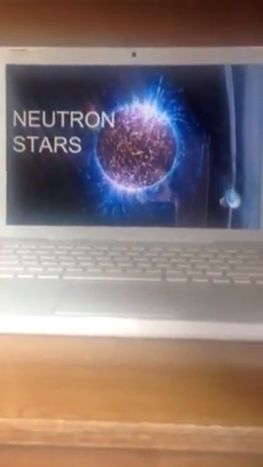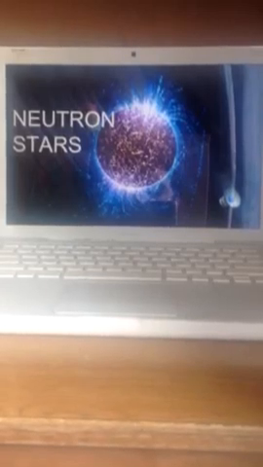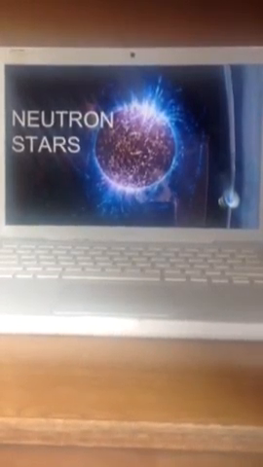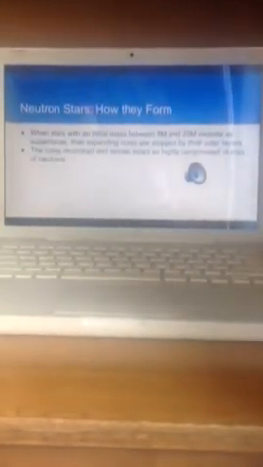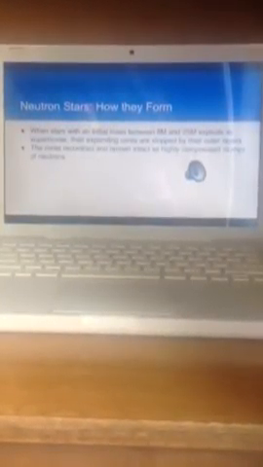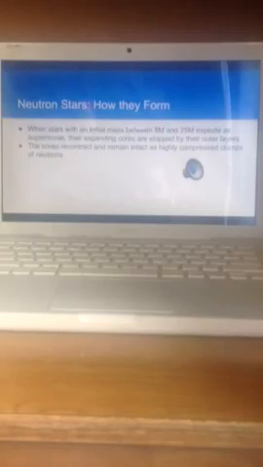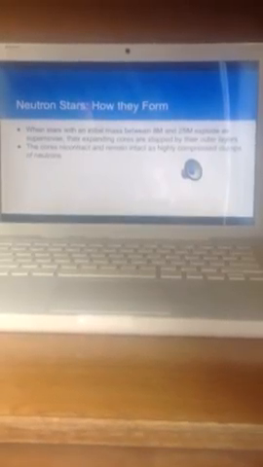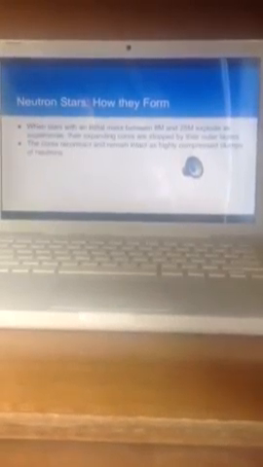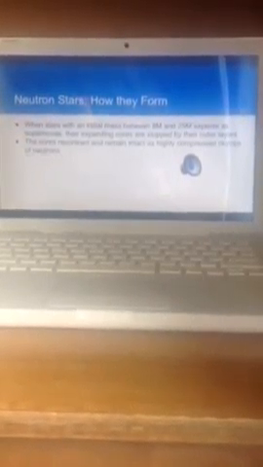We will now move on to neutron stars. Neutron stars are formed when stars with masses between 8 and 25 solar masses explode into a supernova. The expanding cores are stopped by outer layers, and the cores remain intact as neutrons.